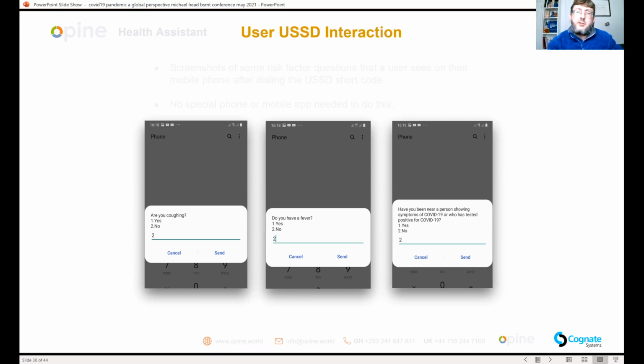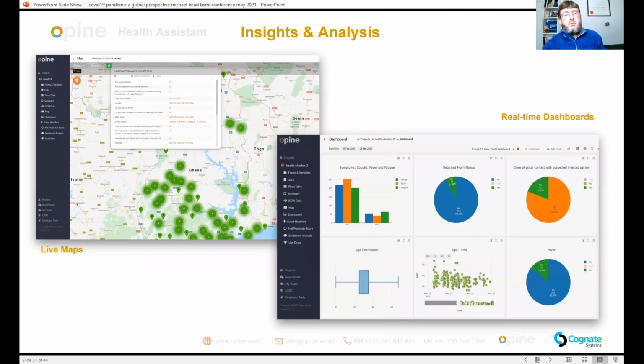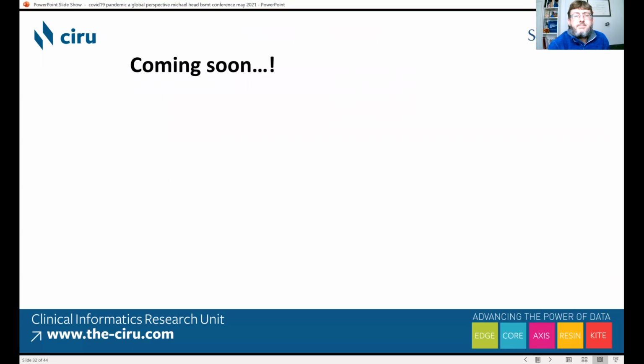1 for yes, 2 for no, and so on. And then this is not actual data, this is example data. This is kind of the back end of the system, so you can see what people are answering and roughly where people are answering from. So if you have districts that are reporting large numbers of possible COVID symptoms, then you can target your public health resources accordingly. That's the theory. This is a feasibility study, so we'll see what comes out of that over the next couple of months.